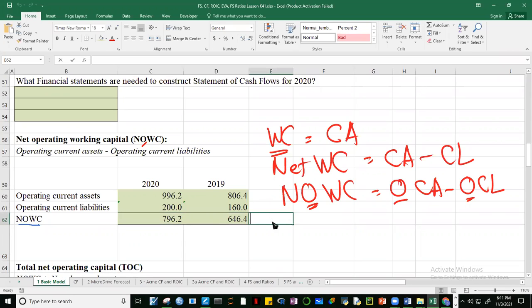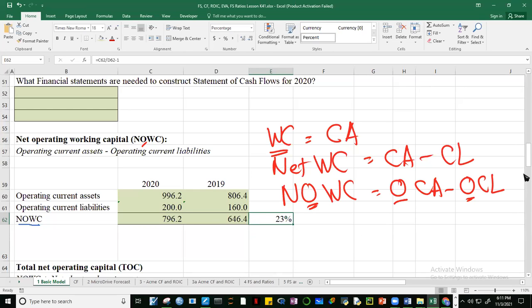So how much was the percentage growth rate? It's equal to the current value divided by the previous value minus 1. So that's the growth rate. Let's make this into a decimal. NOWC increased by 23%, which means that the company was investing in their operating working capital.